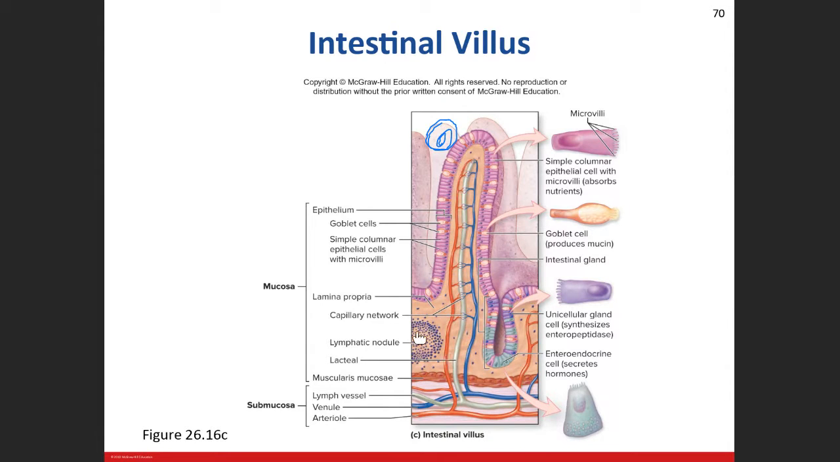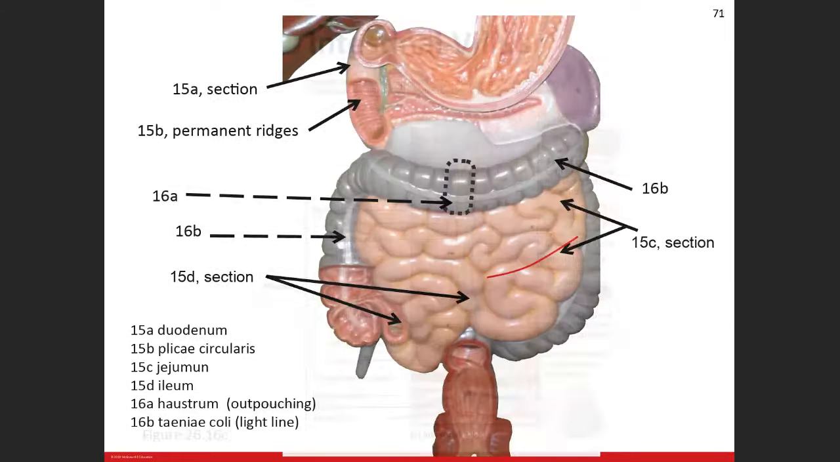You can see not too far off, we have a lymphatic nodule here too, so we have our immune system on hand in case anything tries to cross over this epithelial barrier here. We have a way to prevent that.